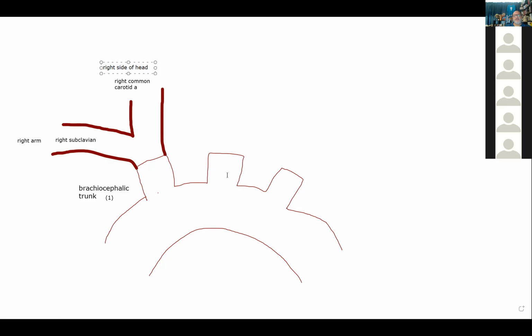Excellent. So what are the other two blood vessels? What's the middle one here? Excellent. Left common carotid. And where does that go? Left side of the head. And the third blood vessel?